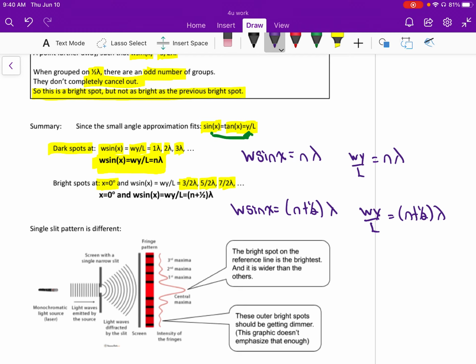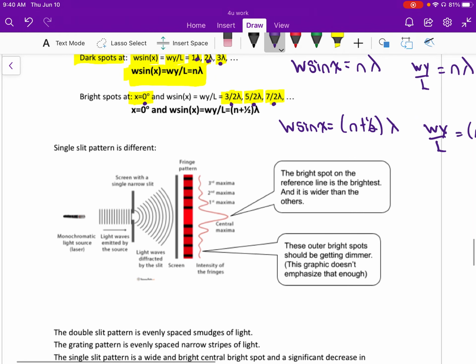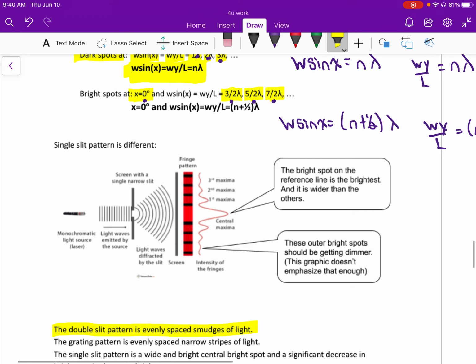What this means, so almost done, what this means is, notice that we've got 1 lambda, then 2 lambda, then 3 lambda for our dark spots. And for our bright spots, we've got 0, 1.5, 2.5, 3.5. What didn't show up was the extra distance being half a wavelength. What that means buried in the math is when we look at a single slit pattern, it's different than the double slit. Double slit, evenly spaced smudges of light. The grating pattern, also evenly spaced, but I would call those narrow bands or stripes of light.